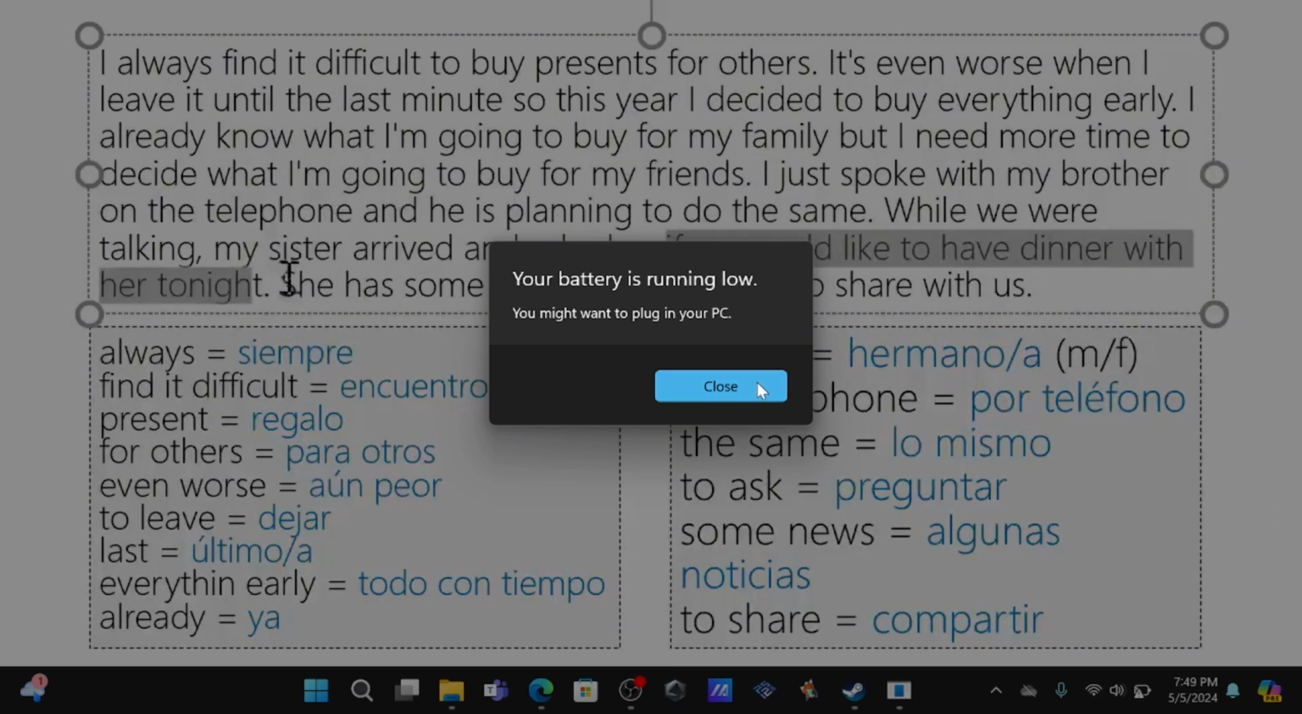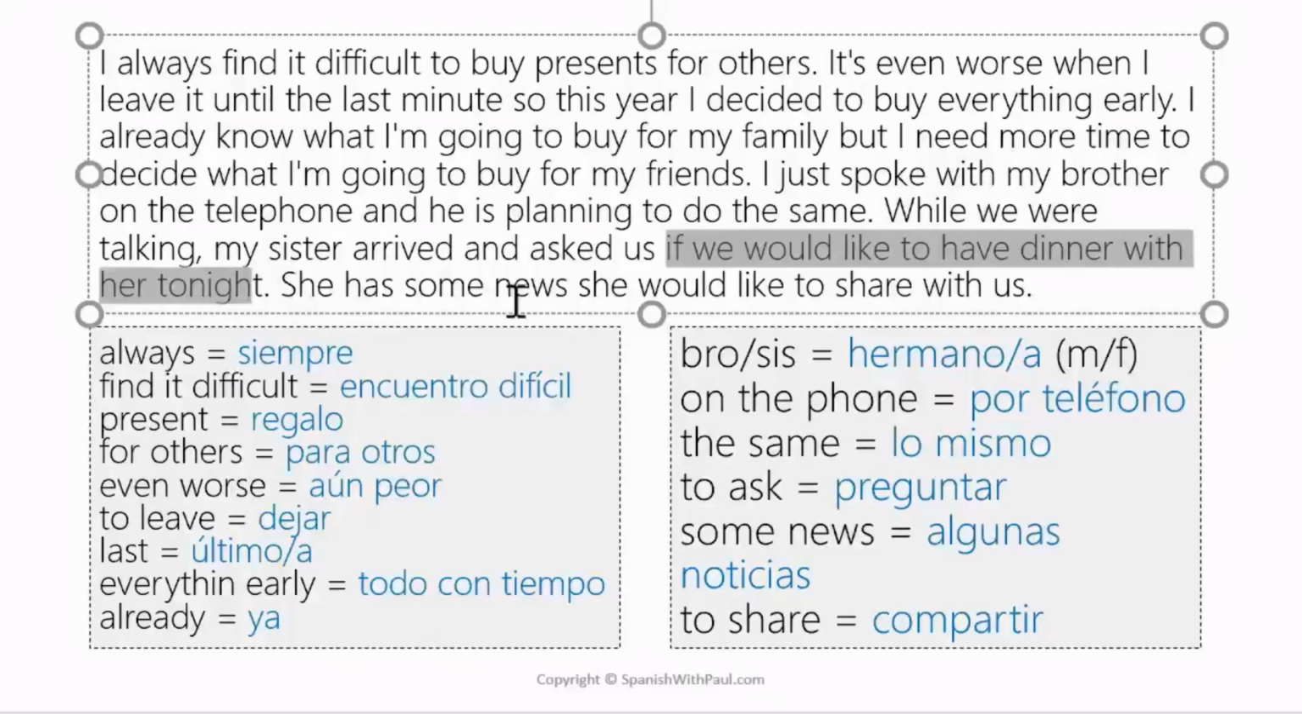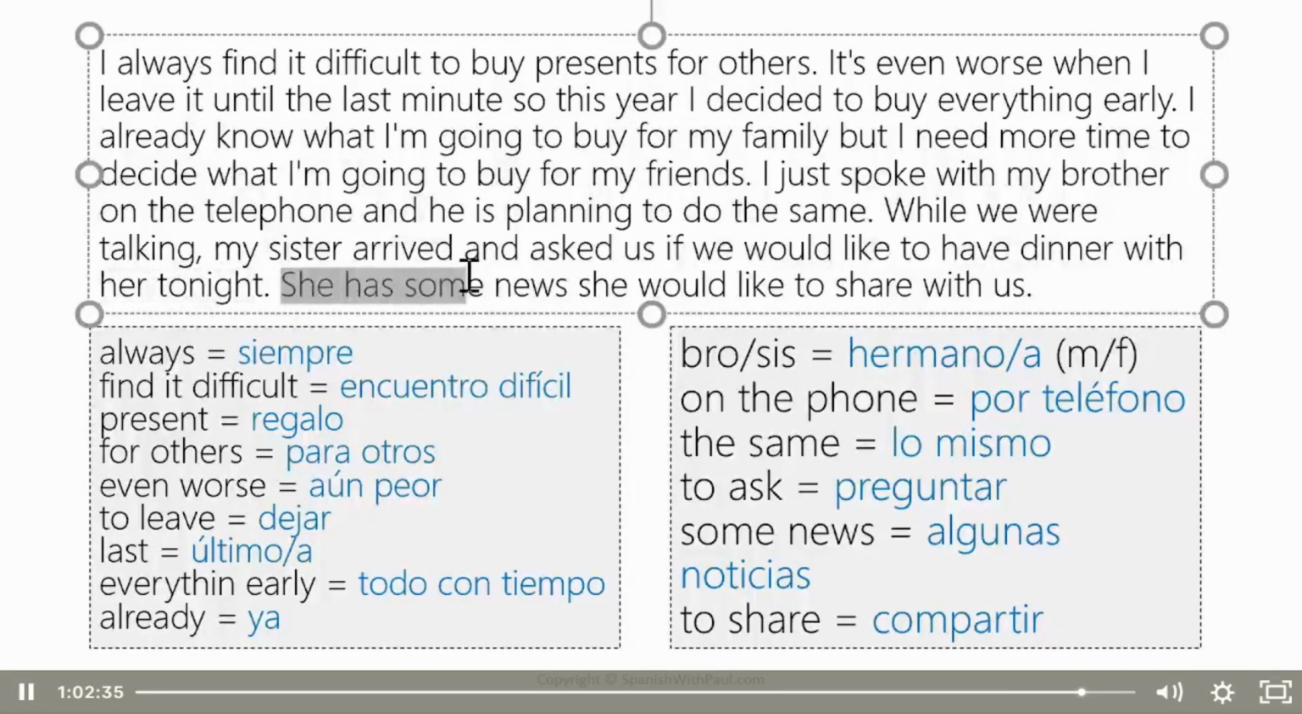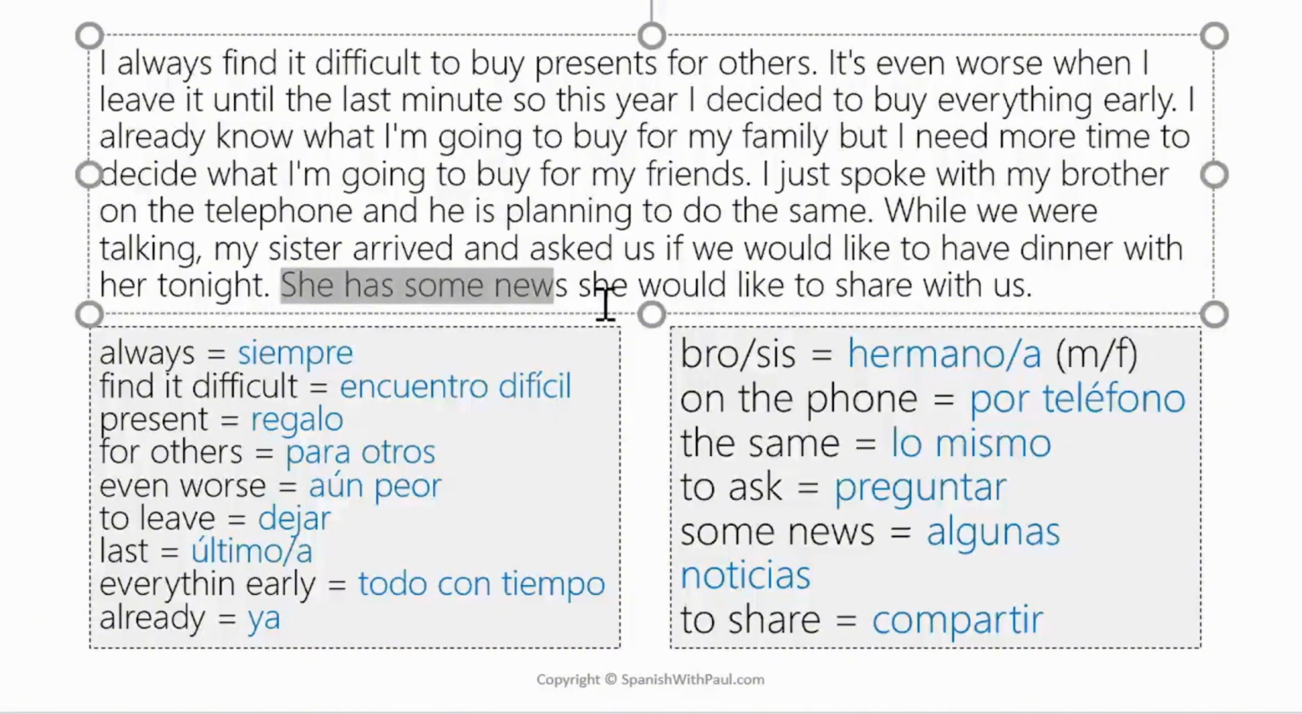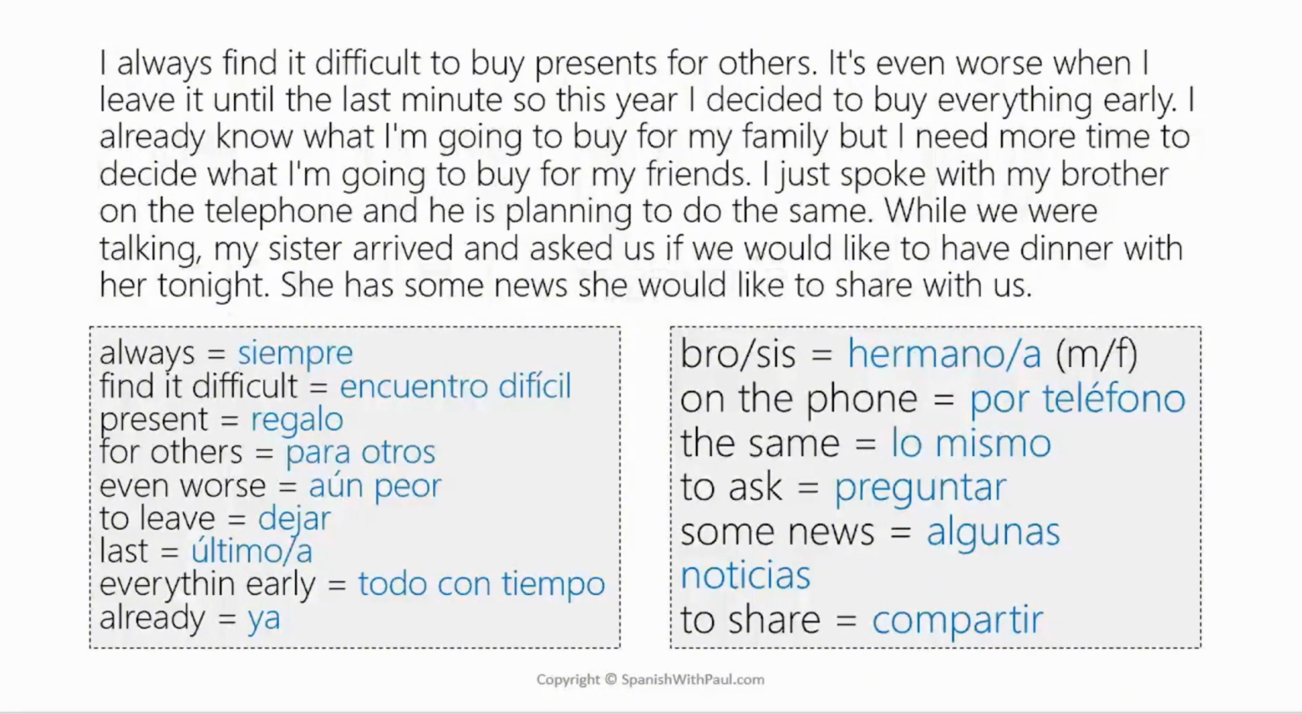Now, she has, tiene. She has some news. Tiene algunas noticias that she would like to share with us. You could obviously leave the word that in or out here in English, but whenever it's implied, you must put it in Spanish. So, tiene algunas noticias que she would like, le gustaría, to share, compartir con nosotros. Just as before, pause again and try the translation once more on your own.